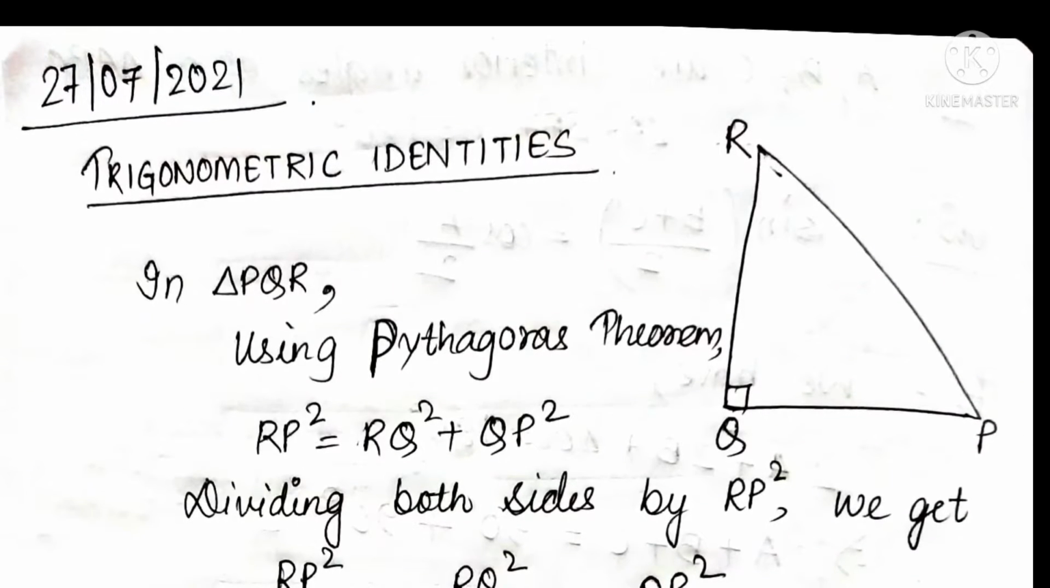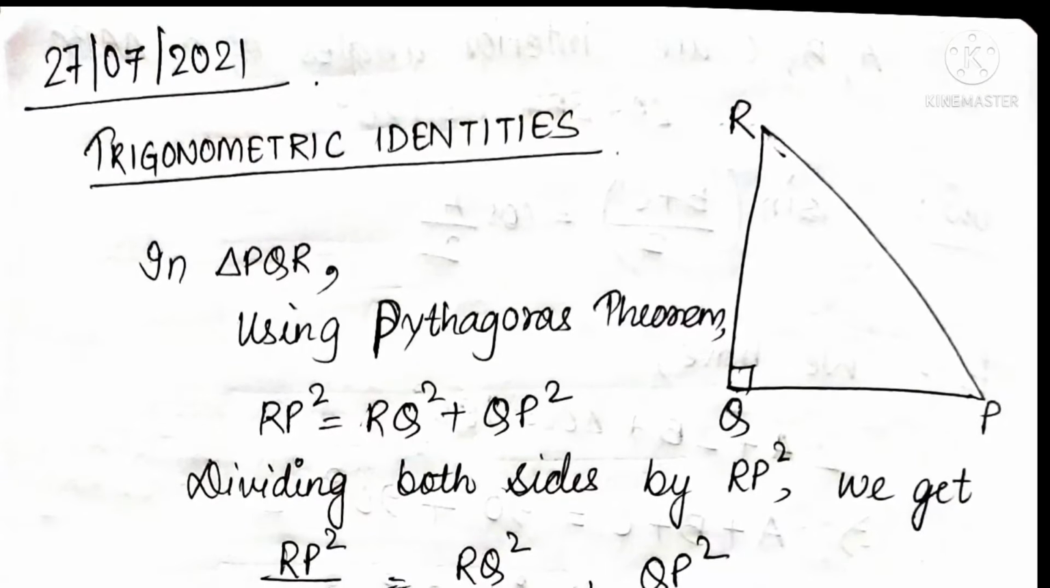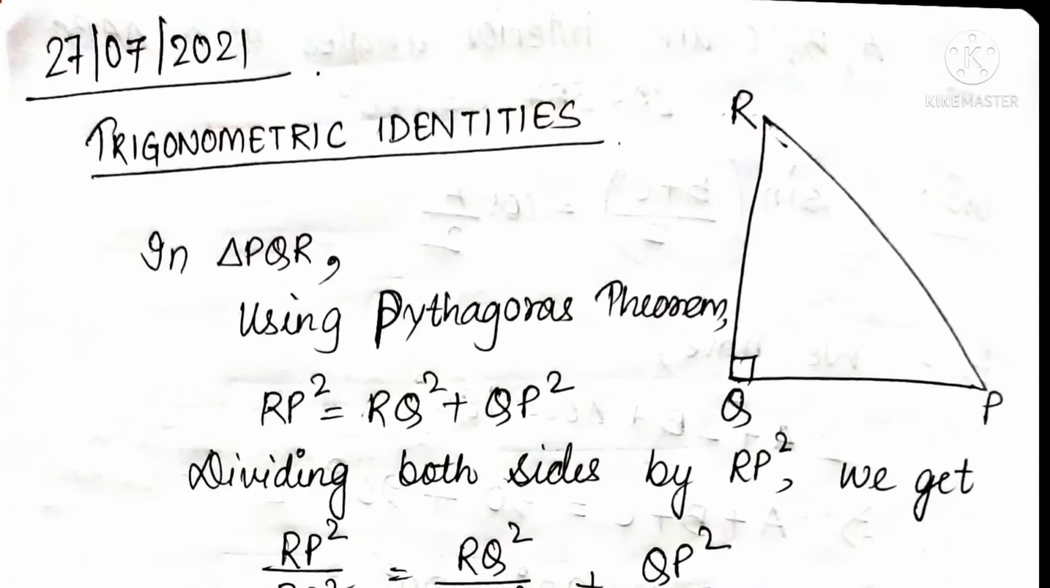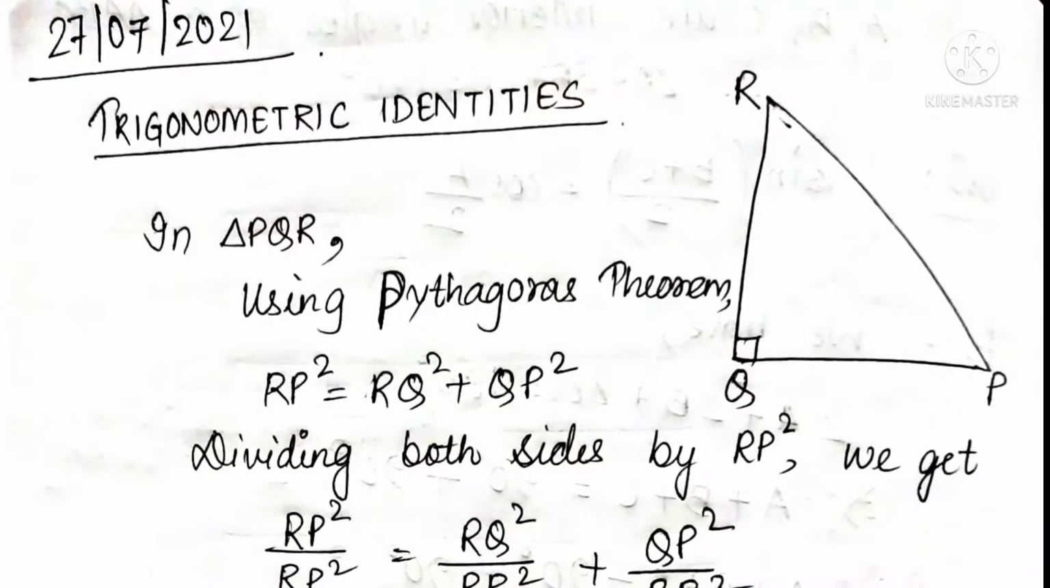Hello students, so today I am going to discuss trigonometric identities in this video lecture. So the first identity is sin square theta plus cos square theta is equal to 1. So let us derive this identity.